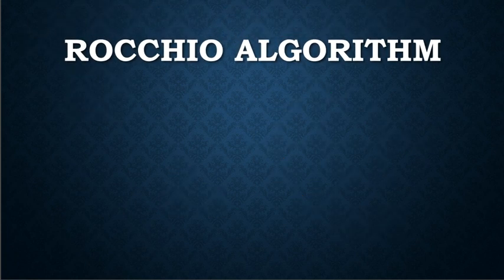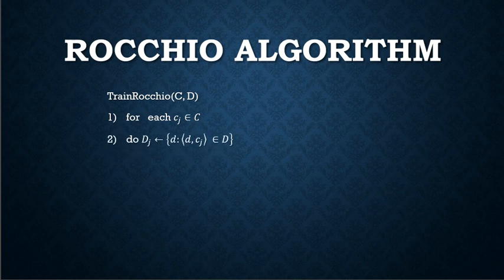Let's look at Rocchio's algorithm. First, we need to train on the samples. For each class Cj in the set C of all the classes, assign to D all the documents in the set of training documents that are in the class Cj. The next step is to calculate the centroid for that class of documents by computing the vector average using the normalized vectors for all documents in class j. It will return the set of centroids.